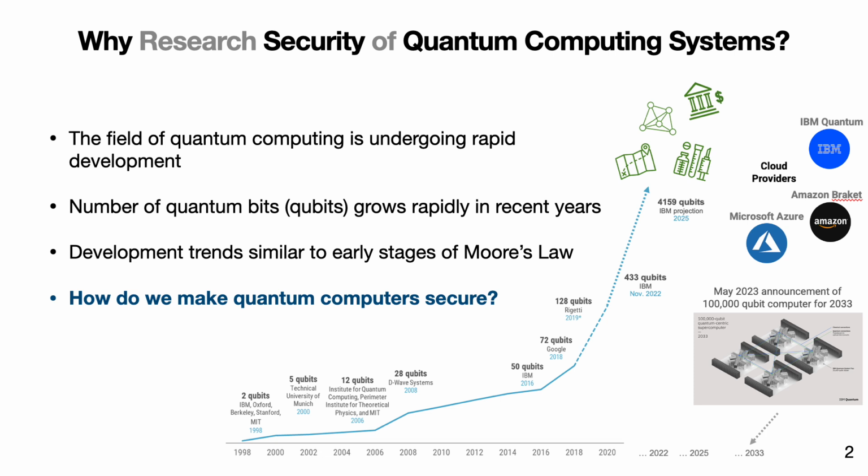The interest in quantum computing has grown rapidly in recent years, and its trend is similar to early stages of Moore's law. And with it grows the importance of securing quantum circuits, especially as these powerful devices begin to be deployed on cloud platforms like IBM Quantum, Microsoft Azure, and Amazon Braket. The intellectual property embedded in quantum programs can be highly sensitive when they are deployed to these cloud machines.